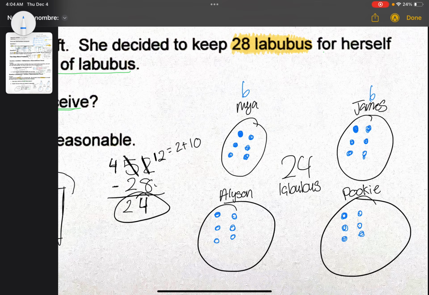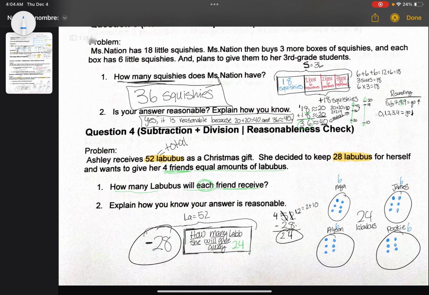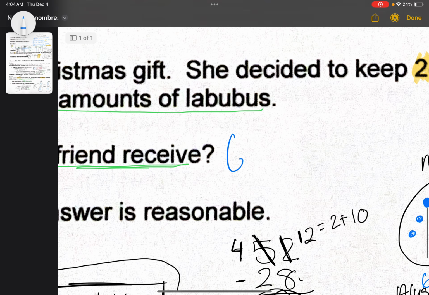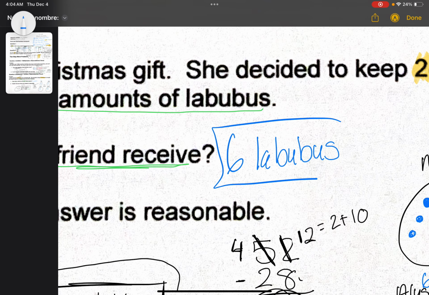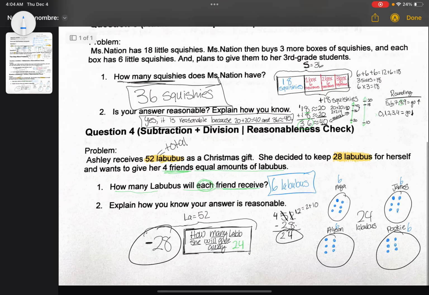Let's check Allison. 1, 2, 3, 4, 5, 6. Allison has 6 Labubus. And now Pookie. Pookie got 1, 2, 3, 4, 5, 6. 6 Labubus. So that means each friend will receive how many Labubus? 6 Labubus. I have never said Labubus so many times in my life. So, interesting. And that's how you answer question 1.